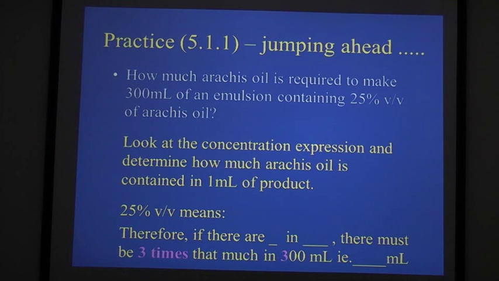Okay, so if we just jump ahead a little bit, look at the concentration expression and determine how much arachis oil is contained in 1 ml of product. You've got 25% volume to volume, which means if there are X in 100, there must be 3 times that much in 300 mils, because you know that 25% means that's what it is in 100 mils. So in 300 mils, it must straightforwardly be 3 times that. What we're hoping you can do at that stage is save yourself a couple of stages. Just by looking at it, you know that you need to do 25 times 3, and you'd be able to get the answer very quickly, saving you time under exam conditions.